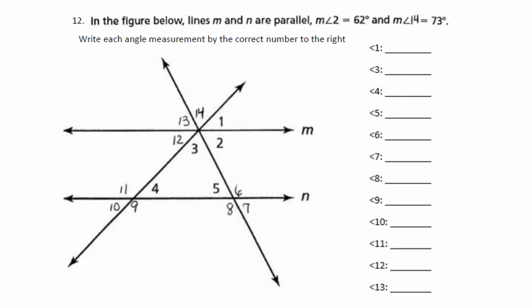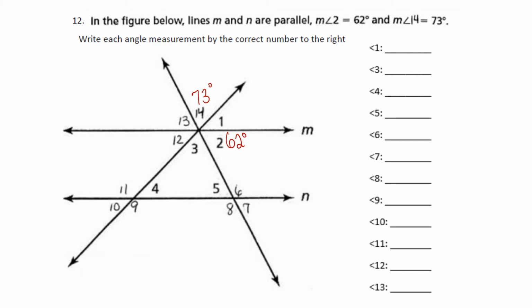Number 12, this particular problem has 13 possible answers to it. In the figure below, lines M and N are parallel. The measure of angle 2 is 62 degrees, and the measure of angle 14 is 73 degrees. So the first thing we want to do is go ahead and label those measurements. So angle 2 is here, is 62 degrees, and 14 is 73 degrees.